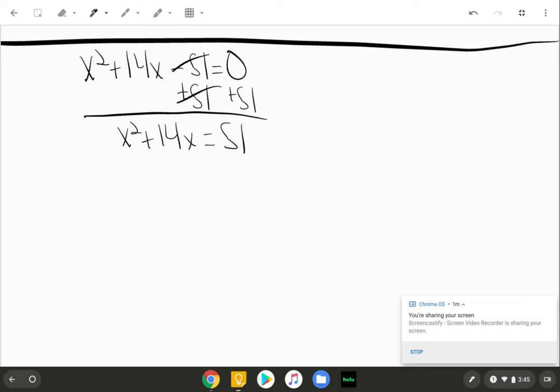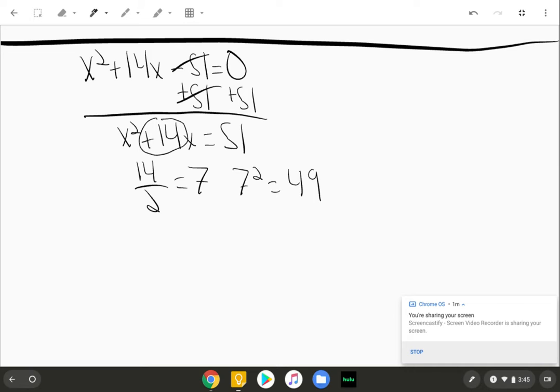The next step is to take the coefficient of the x term. In this case, that coefficient is 14. So take that coefficient and divide it by 2. 14 divided by 2 is 7. And then square it. 7 squared is 49. So take the coefficient of the x term, divide it by 2, and square it. We end up with 49.